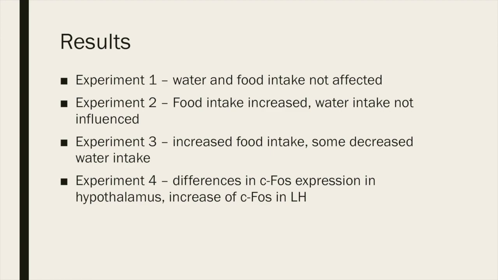In Experiment 4, there were differences in c-Fos expression in the hypothalamus, and there was specifically an increase of c-Fos in the lateral hypothalamus. Those injected with XPN had 150% greater c-Fos immunoreactivity compared to those not injected, and there was no effect in the other nuclei of the VMH, DMN, ARC, and the paraventricular nucleus.